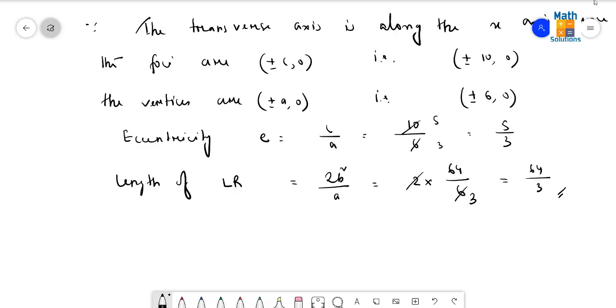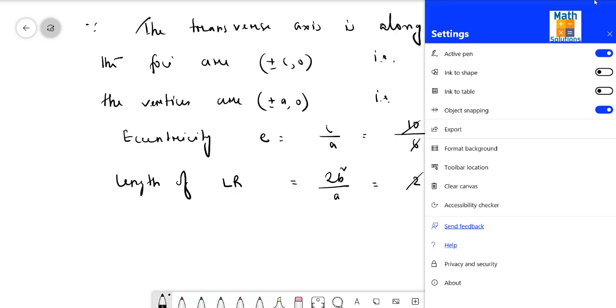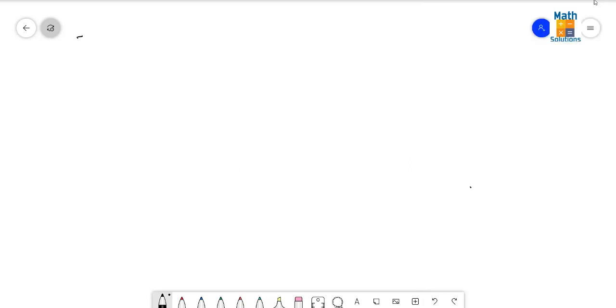Next we shall be moving towards the second part of this exercise. Before starting question number 7, let us see what is written here. In each of the exercises 7 to 15, find the equation of hyperbola satisfying the given conditions. So some conditions will be provided here. On the basis of that we should try to find out the equation of the hyperbola. So I am starting with question number 7 here. This is question number 7.